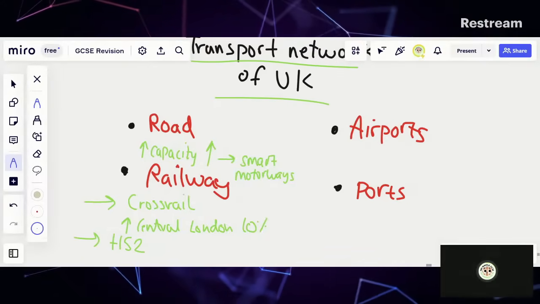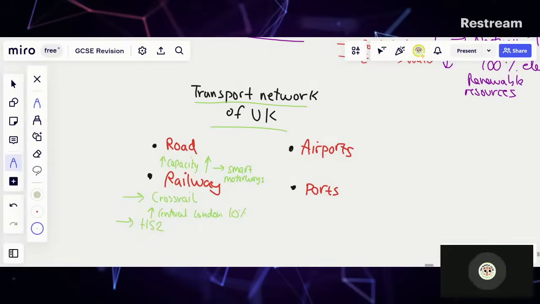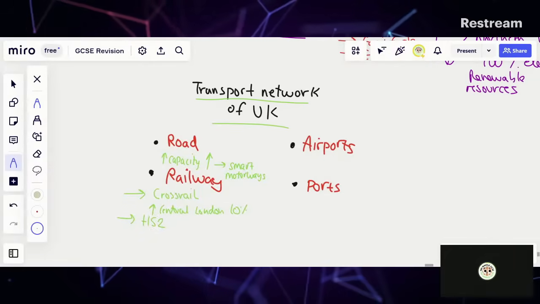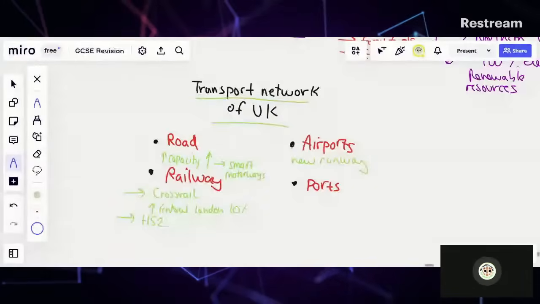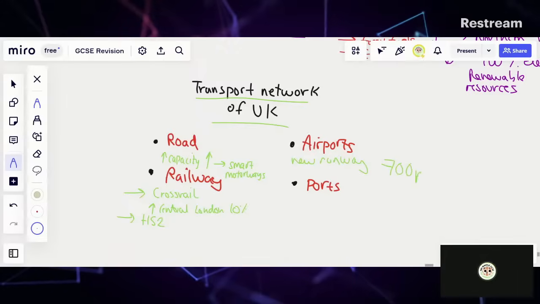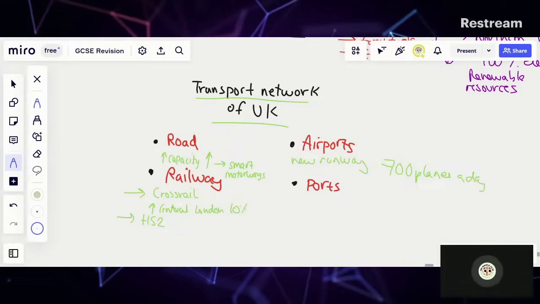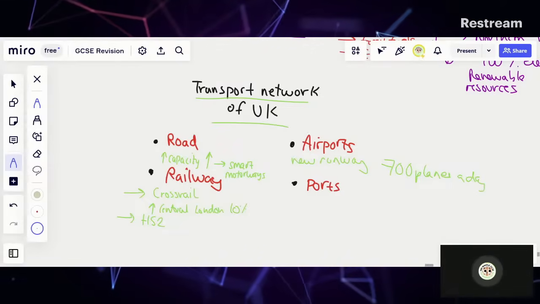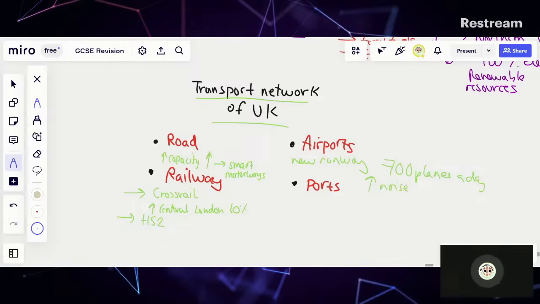And just going over airports and ports, so the government has agreed to have a new runway at Heathrow. And believe it or not, just by this one new runway, this allows 700 extra planes a day. So this maximizes the air travel because the UK government benefits a lot. However, the negatives is that it will increase noise pollution, and people who live in the area of Heathrow will want to not live there.